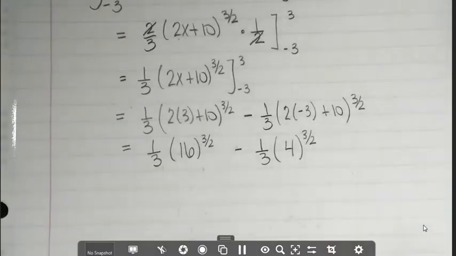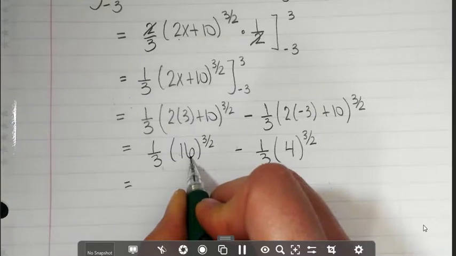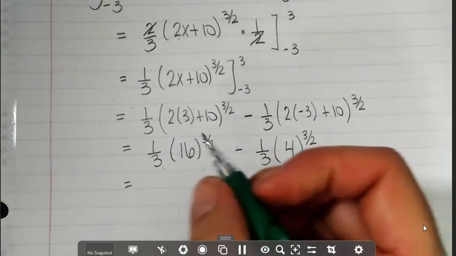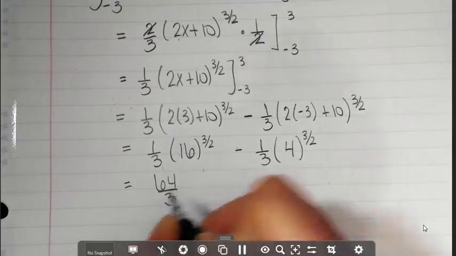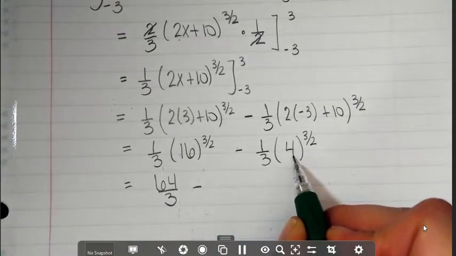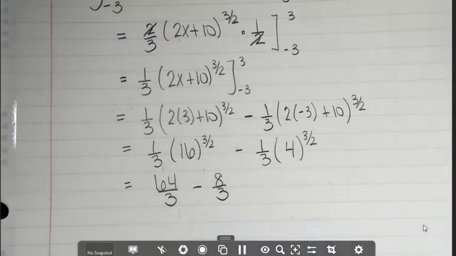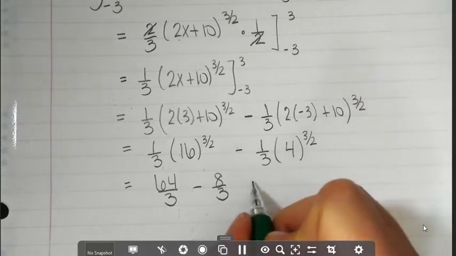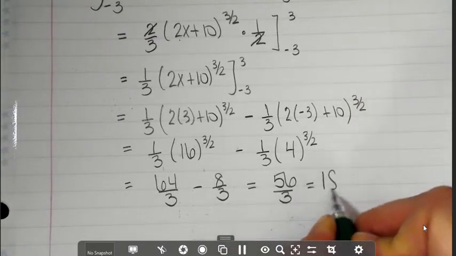Okay, square root of 16 is 4. We'll cube that. We'll get 64. So we're going to have 64 over 3. Over here, square root of 4 is 2. Cube that, you get 8. So I'm going to have 8 over 3. So this ends up giving me a 56/3, or in other words, 18 2/3.